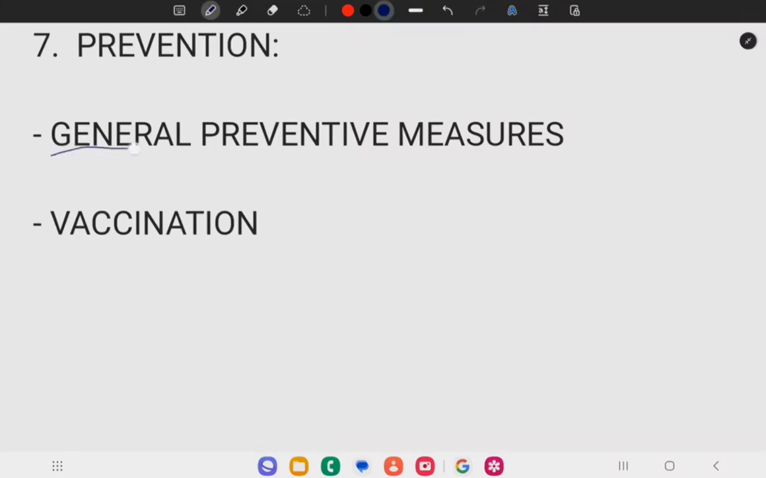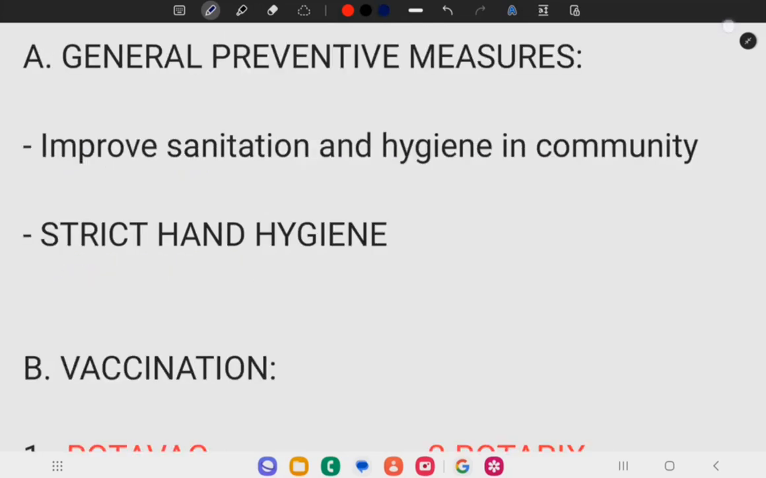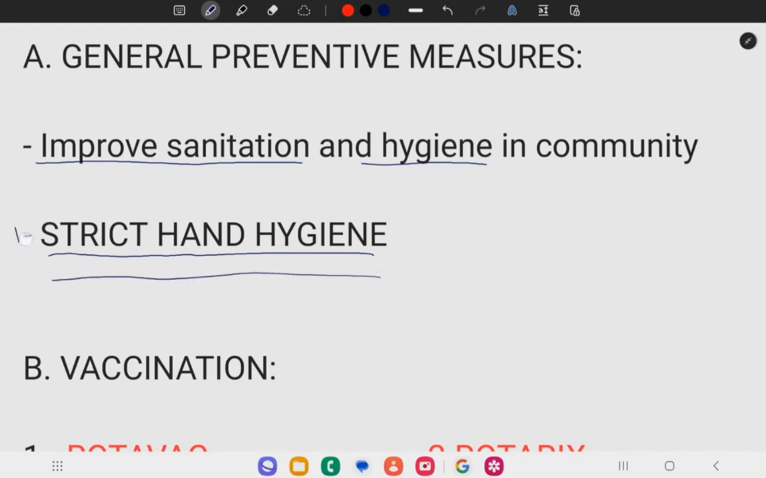Rotavirus can be prevented by following general preventive measures and administration of vaccine. General preventive measures include improvement of sanitation and hygiene in the community and following strict hand hygiene if you are in contact with a patient suffering from rotavirus diarrhea. These can prevent rotavirus diarrhea.